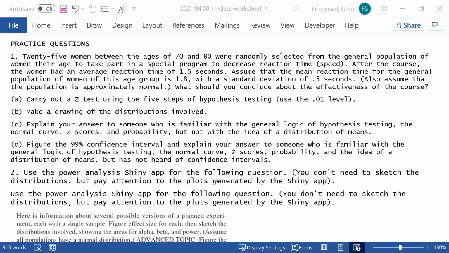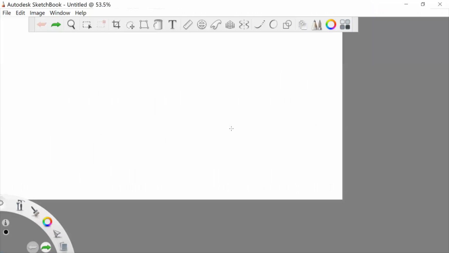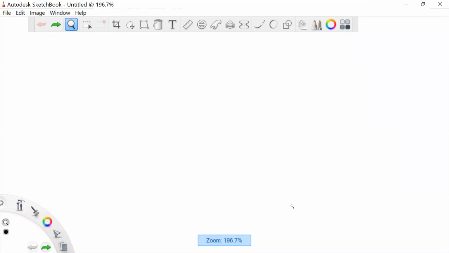All right, let's get started. All right, let's just bring this up. All right, so for this problem, what is the sample mean? Yes? That's correct.